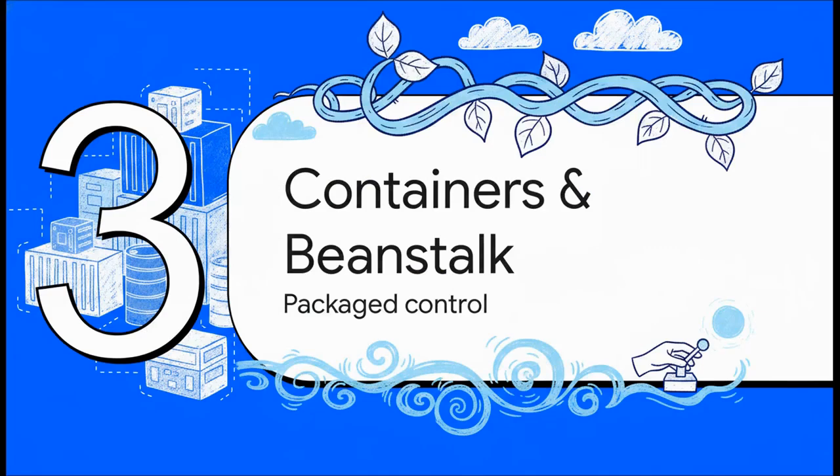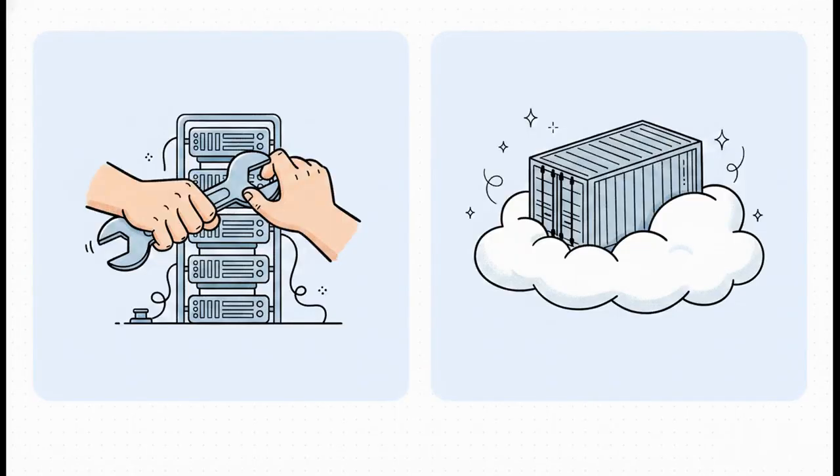Awesome. Let's jump into Section 3, Containers and Elastic Beanstalk. This is the middle ground of packaged control. When dealing with containers on the Elastic Container Service, or ECS, you have a major choice to make. You can use the EC2 launch type, which means you are personally managing the underlying servers yourself, total control but more work.